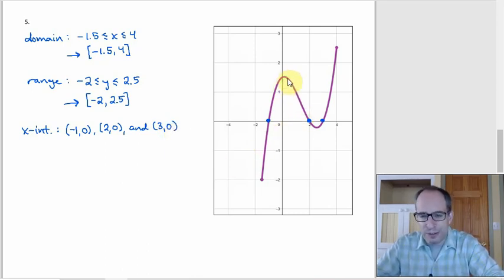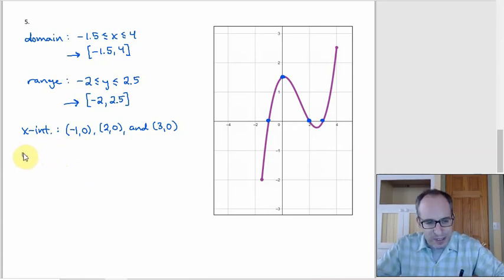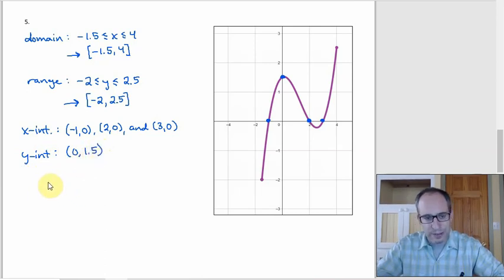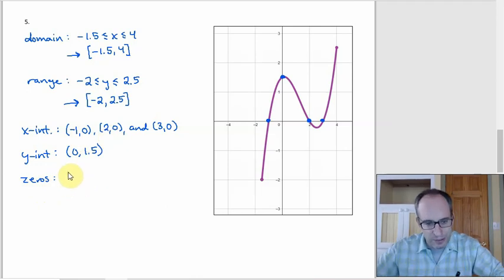For some reason, this graph looks slightly off on this part. I don't know why, but it's supposed to be 1.5, right? It's not supposed to be some weird, obscure number. It looks like it's very slightly too low somehow, but it is supposed to be 1.5. So the y-intercept would be the point 0, 1.5. And then our zeros just go right back to the x-intercepts. So just those x values: x equals -1, x equals 2, and x equals 3.